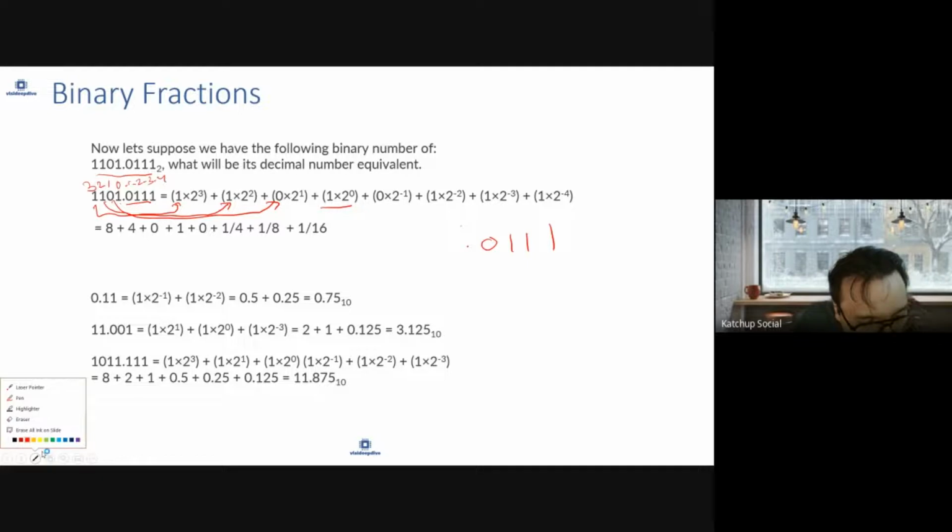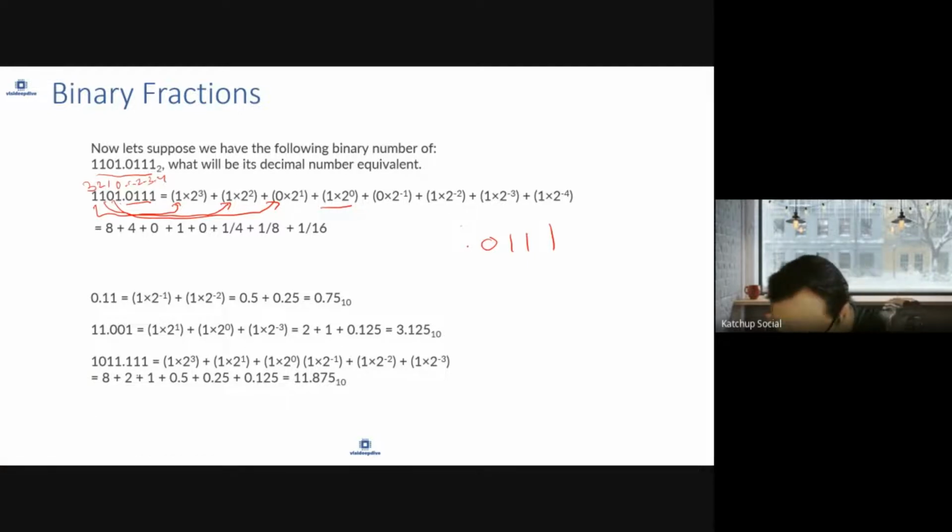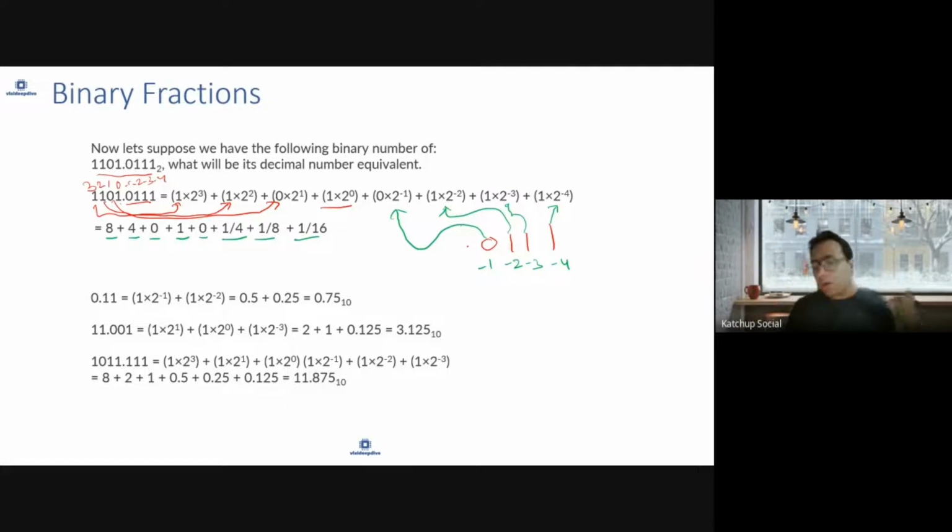For ease, I'm writing it here again. So this is minus 1, minus 2, minus 3, minus 4. So 0 into 2 raised to power minus 1, 1 into 2 raised to power minus 2, 1 into 2 raised to power minus 3, and 1 into 2 raised to power minus 4. Now we add all of these up: 8 plus 4 plus 0 plus 1 plus 0, then 1 by 4, 1 by 8, 1 by 16. You add all of these up and you get your corresponding decimal number for a binary fraction.